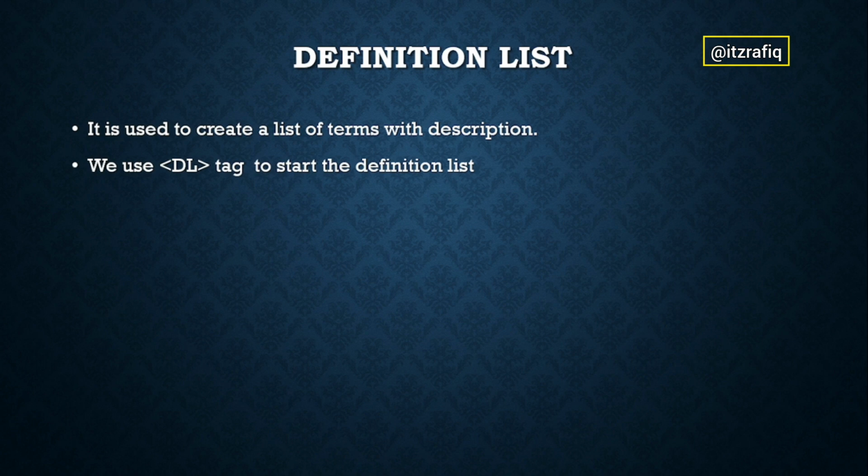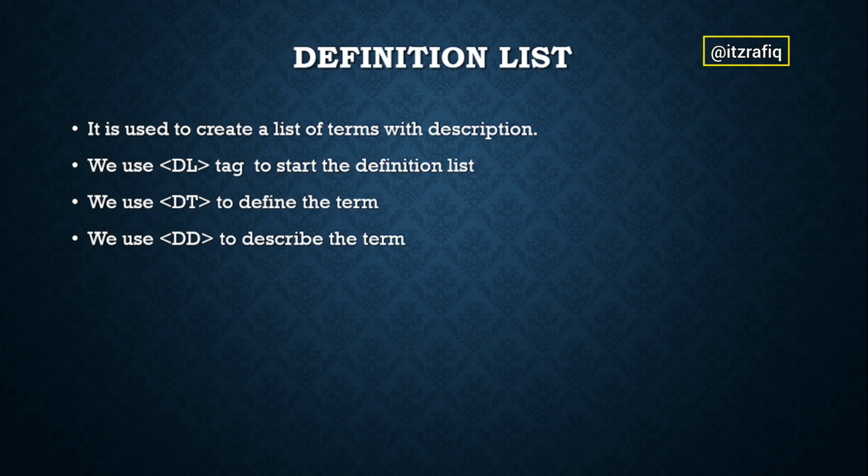Definition list, it is used to create a list of terms with definitions. Here for defining the definition list we use the DL tag, and inside the DL we need 2 more tags, that is DT to define the term and DD to describe the term.